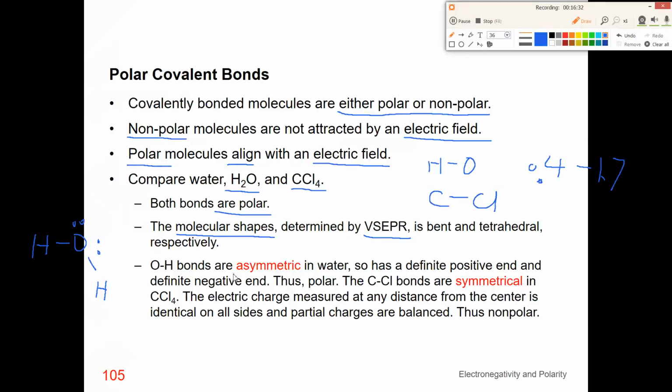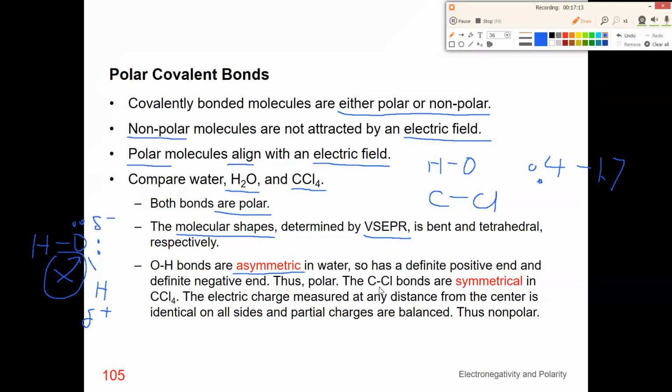So the water molecule is asymmetric. So oxygen, we can put a delta negative on oxygen and a delta positive on hydrogen. So we can draw a dipole. Basically, you can draw a dipole this way for the whole molecule. The hydrogen part has a partial positive, oxygen has a partial negative. So we can draw a dipole from hydrogen to oxygen.